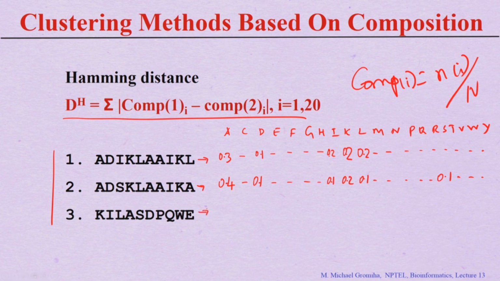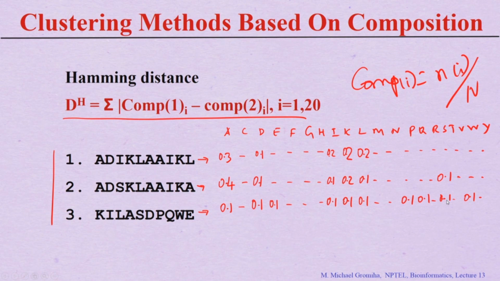So, third sequence. What is the composition for alanine? 0.1, no C, D 0.1, E 0.1, F no, G, H, I 0.1, K 0.1, L 0.1, M, N, P 0.1, Q 0.1, no R, no S, W 0.1, right. And S 0.1.